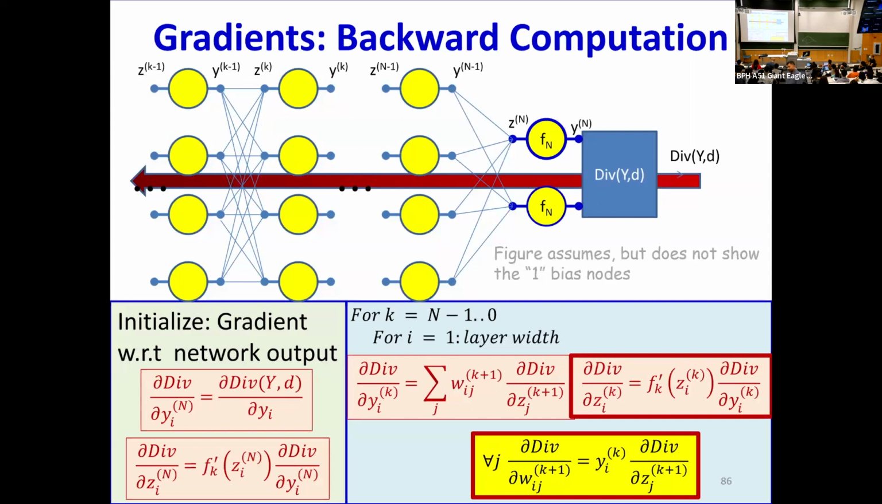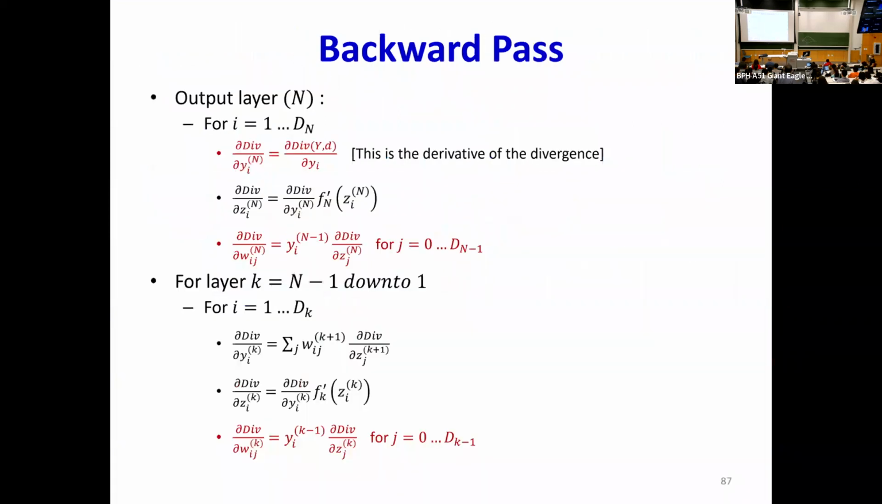And then somewhere in between, you also compute the derivatives with respect to these weights, where for any weight, the derivative is going to be the input to the weight times the derivative of the divergence with respect to the output of the connection, right? So it's a simple formula. I can write it out in pseudocode like so.